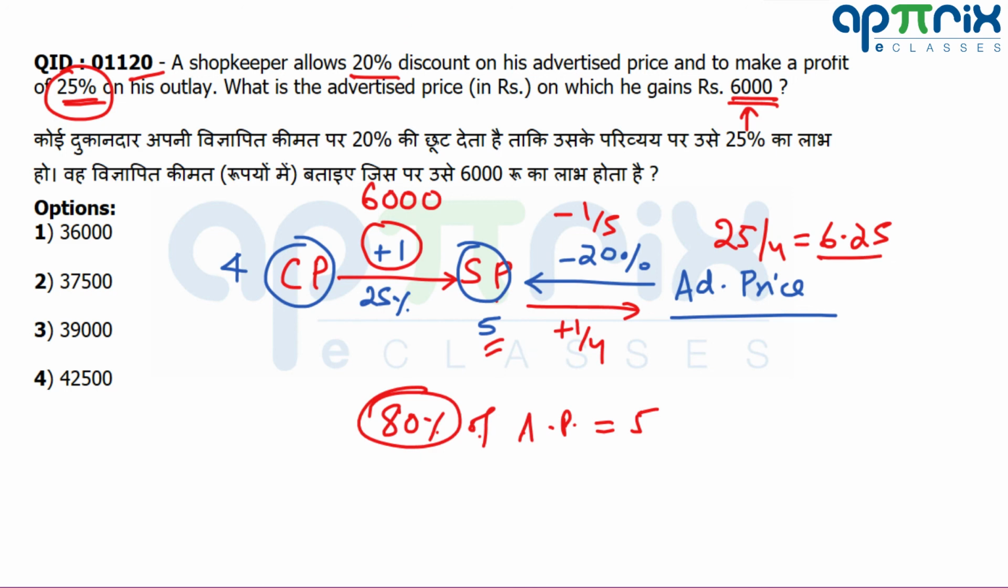Now just calculate, if 1 is 6,000, what will be 6.25? That is the advertised price. So you have to multiply this value by 6,000. If you multiply this value by 6,000, you can clearly see you will get 6 times 6, 36,000. 0.25 times 6,000 means 1/4. 0.25 is 1/4. 1/4 of 6,000 is 1,500. So the answer is 37,500.